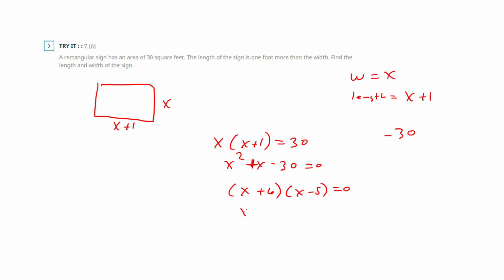The zero product property lets me do this. Now I have two answers again, which happens with quadratic, but it's negative 6. So these are lengths, so they can't be negative 6. So my answer is 5. And that was my width according to my dictionary. Let's add one more to it, and I get 5 and 6.